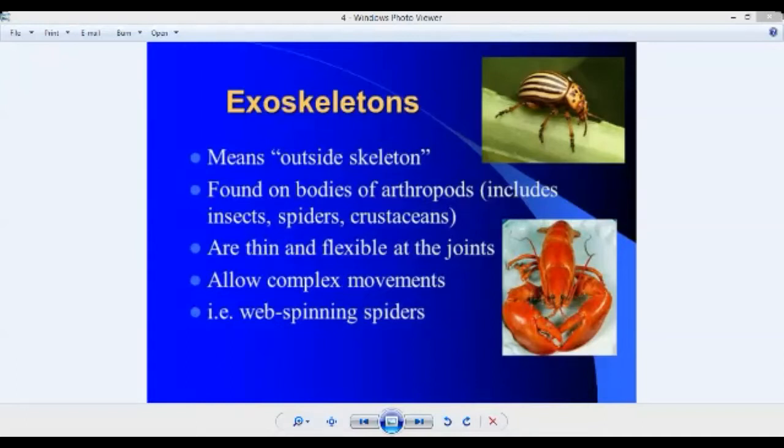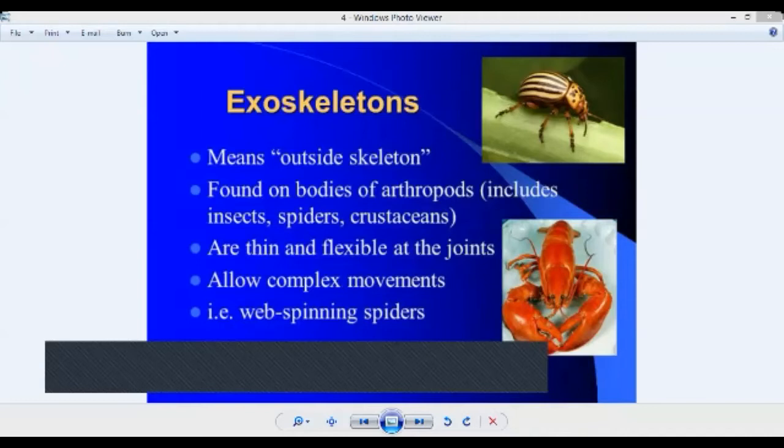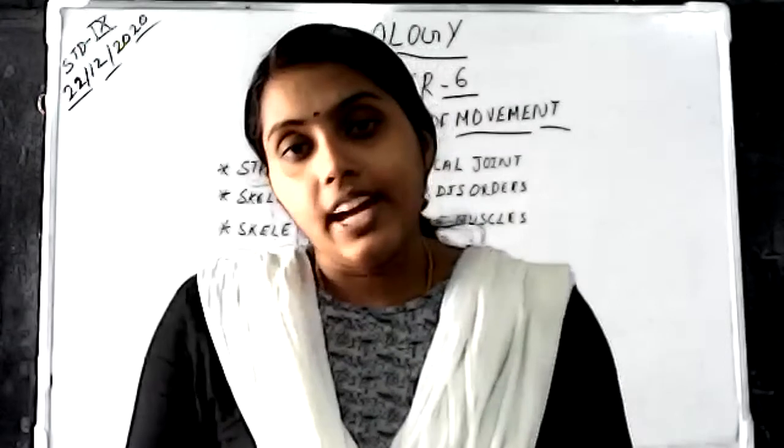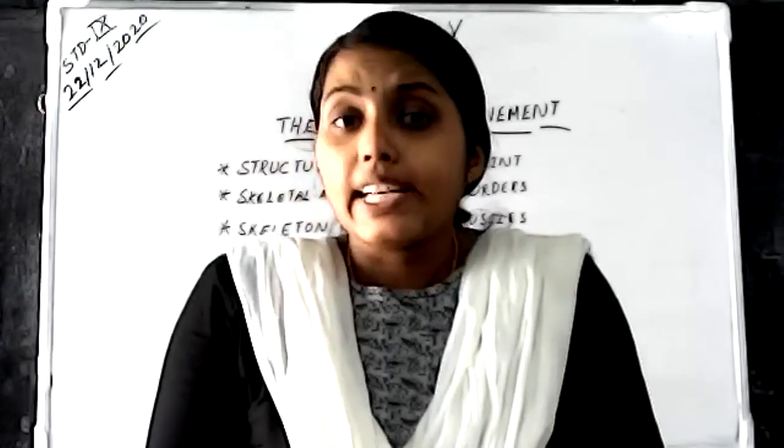So found on the bodies of arthropods. Examples given there: insects, spiders, all these come under the arthropods. Their exoskeleton is thin and flexible at the joints. This allows complex movements, for example, web spinning in spiders. So exoskeleton means the skeleton that is present outside the body. That is about the exoskeleton.